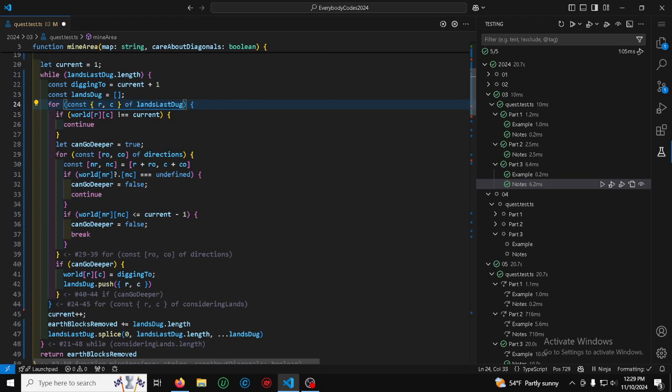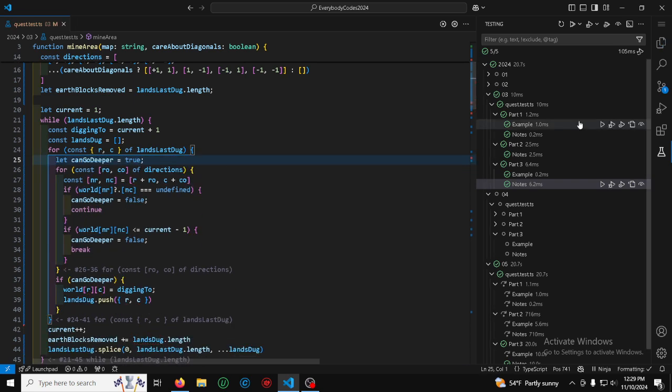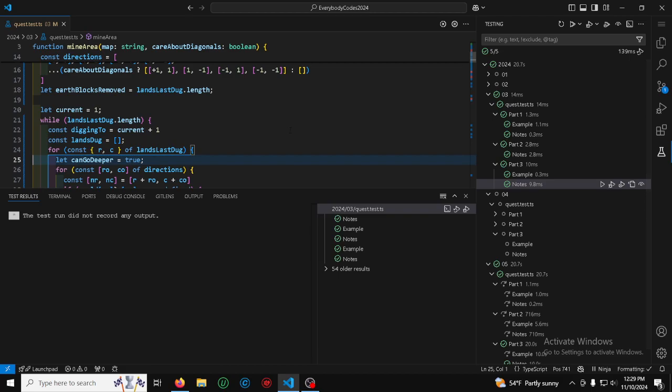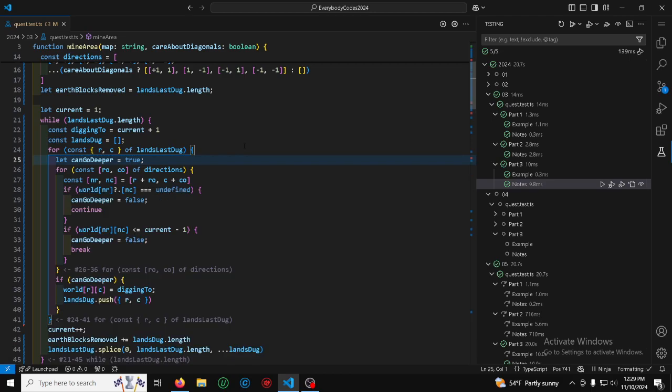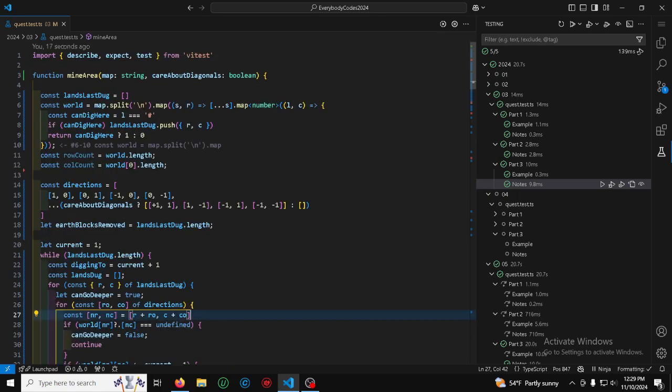For all of these, if they're not where you're going, well, this is a given. They have to be that, so that's a free check we can ditch. Love it. Then yeah, we assume we can go deeper unless we are on a wall. So this check kind of happens once for all of the wall ones. So we do it here.